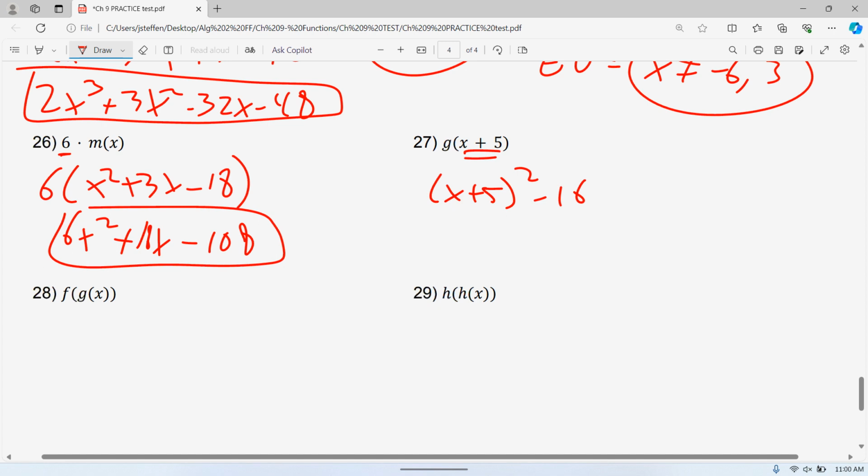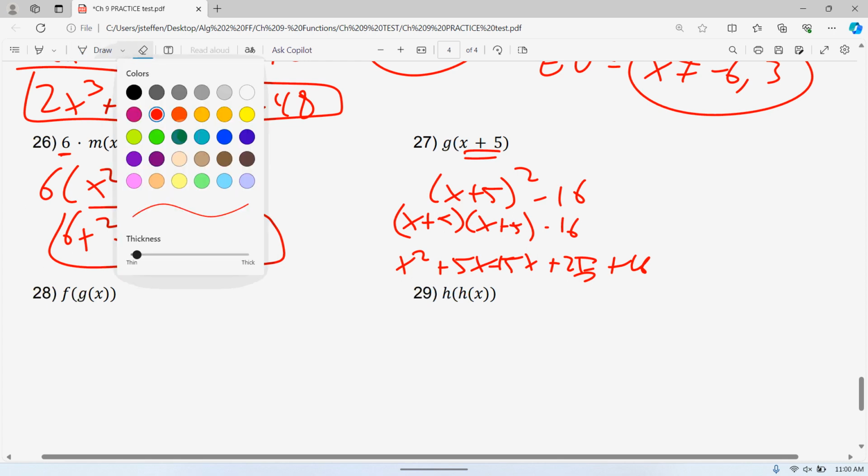Then simplify this out. We have x plus 5, x plus 5 minus 16. So that's x squared plus 5x plus 25 plus 16. I know that's sloppy. I really want to get that in this class period. Now I have 10 minutes left.